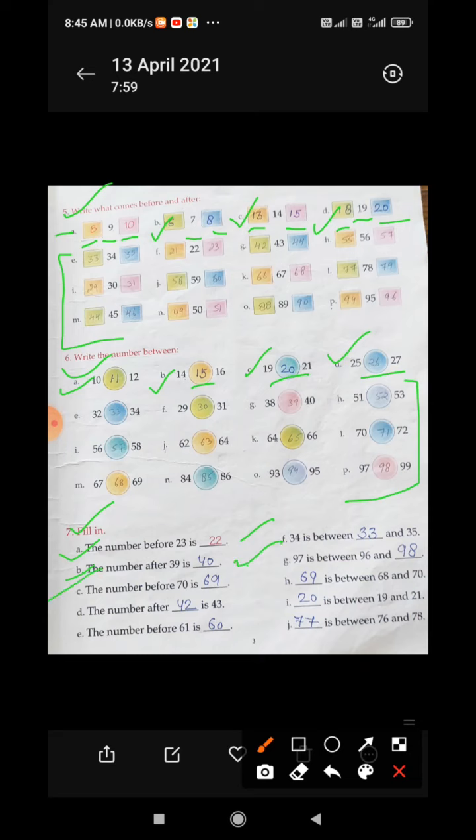C part, the number before 70 is 69. D part, the number after 43 is 42. The number before 61 is 60. Like this you do this one also, and this one you do in copies also in a good handwriting.